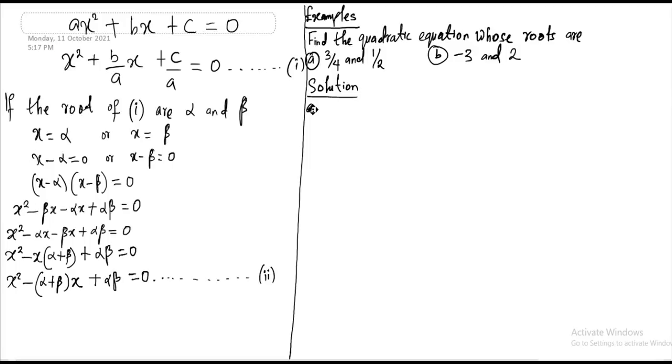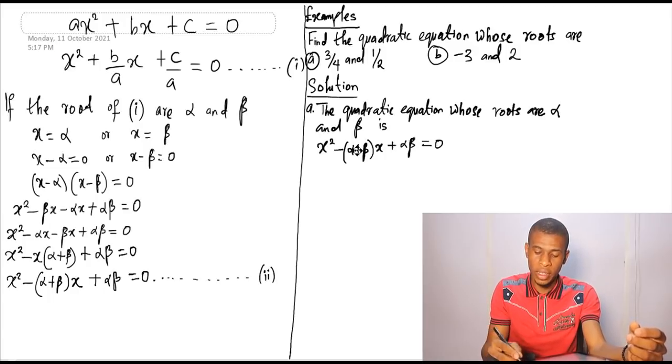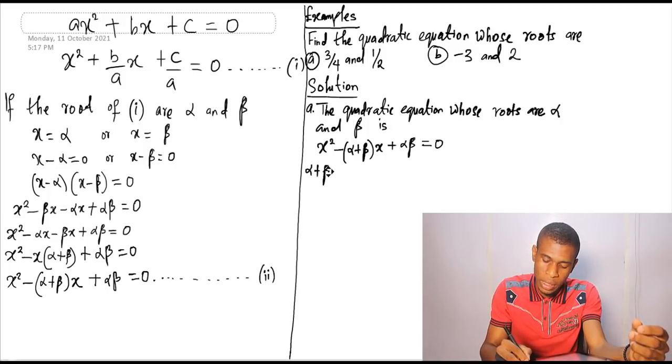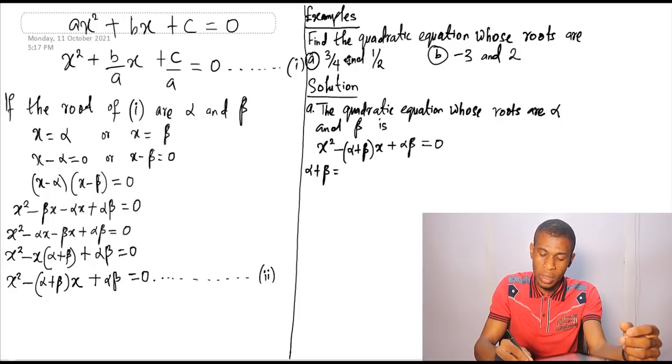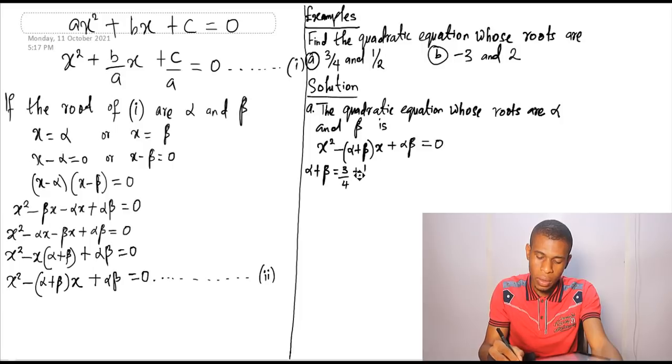A. We remember that the quadratic equation whose roots are alpha and beta is x squared minus (alpha plus beta) x plus alpha beta equal to 0. For us to find the sum of roots, we have alpha plus beta. For A, we have two roots, one of them is alpha, one of them is beta. So 3 over 4 plus 1 over 2.